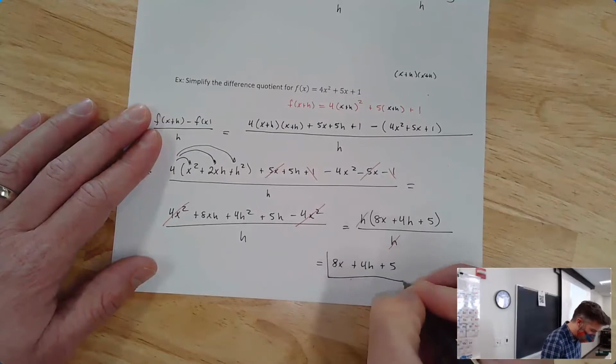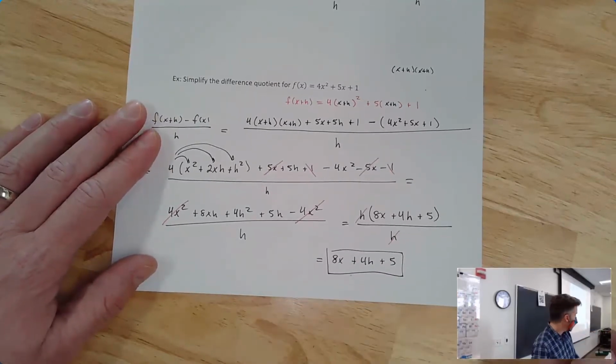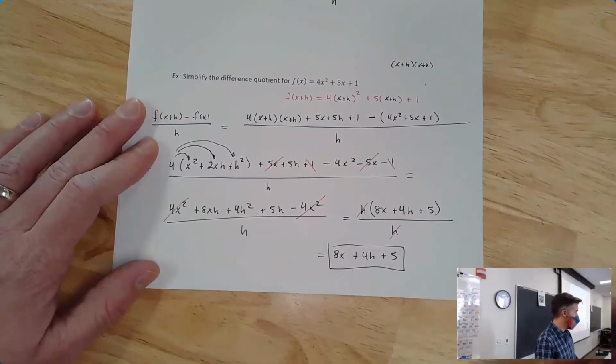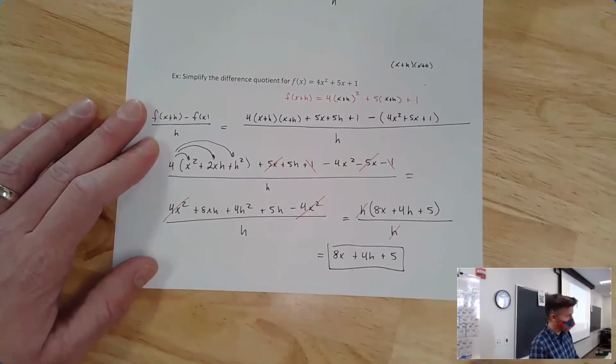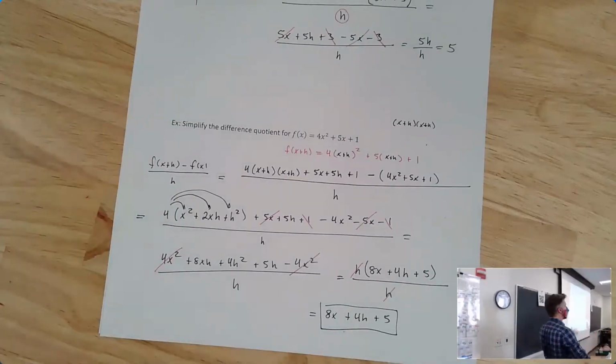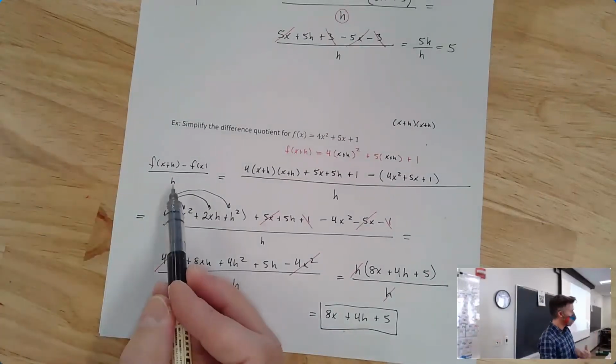It's perfectly fine to have other h's in your answer. The one h we want to make sure gets canceled is the one in the bottom. Every time, for sure. So I just want to say it again as many times as I can: whenever you're doing the difference quotient, it's always that h in the bottom that we want to cancel out.